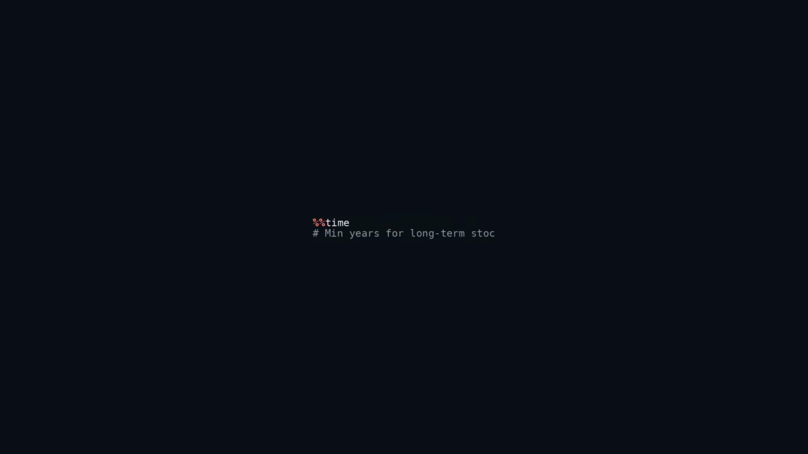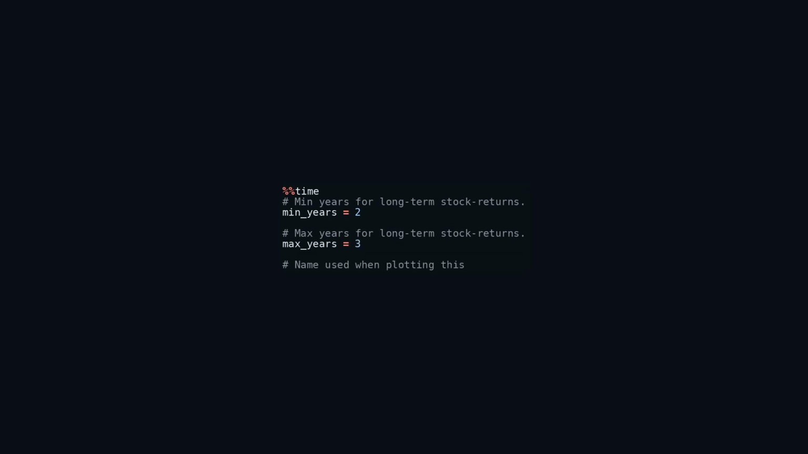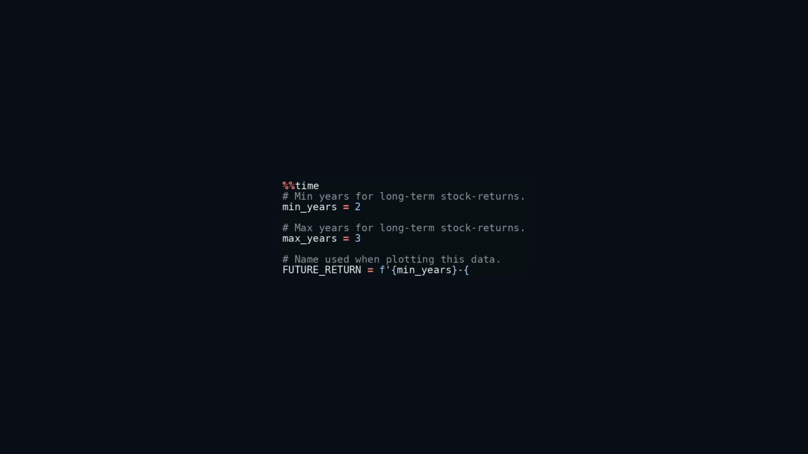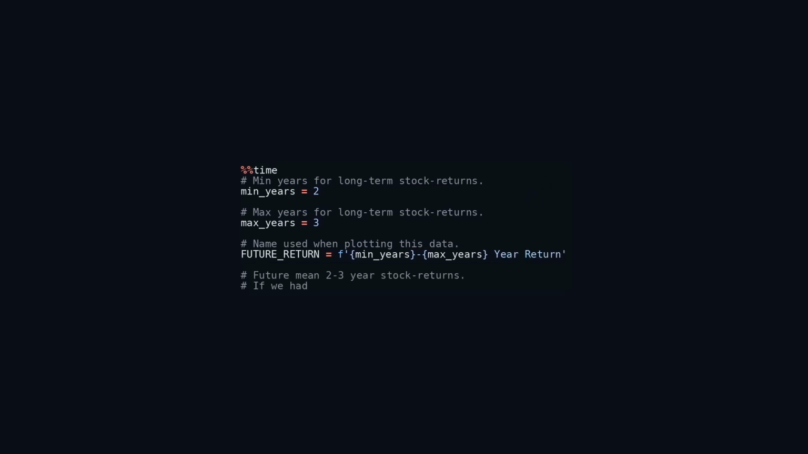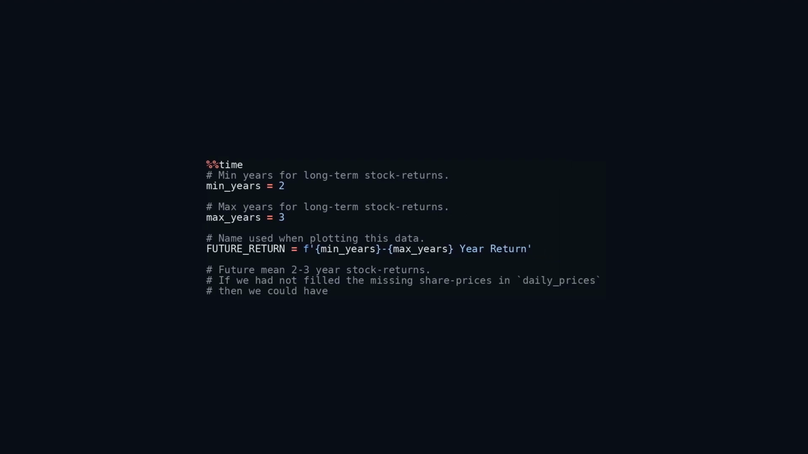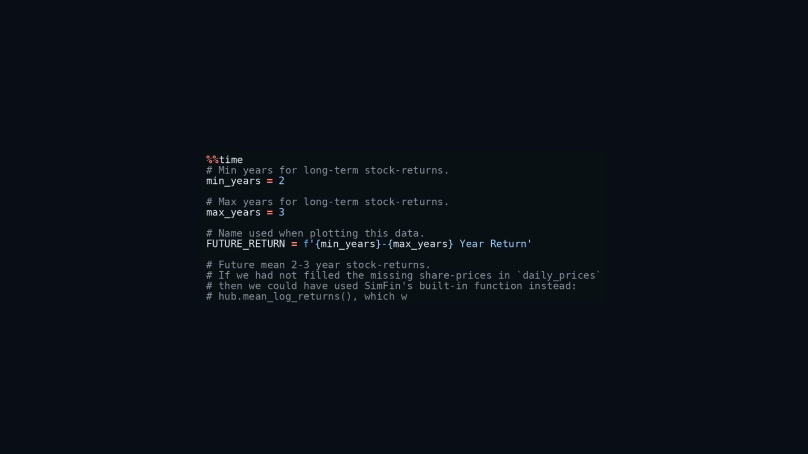readability. This code calculates the future mean annualized stock returns for a specified range of years. In this case, 2 to 3 years. First, it sets the minimum and maximum number of years, using variables min years and max years. It then defines a constant, future returns, to label the data for later plotting.